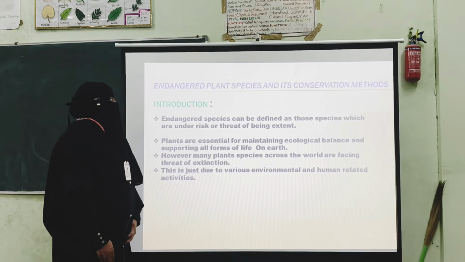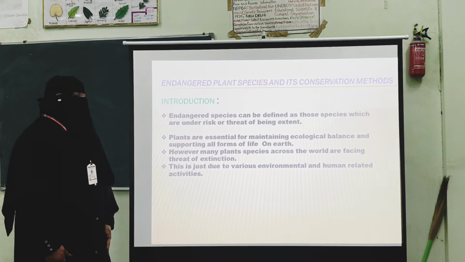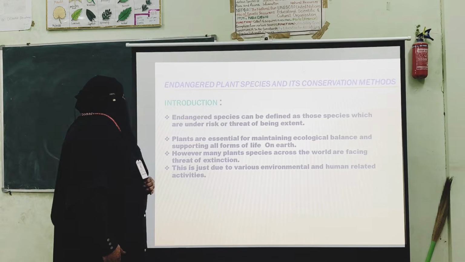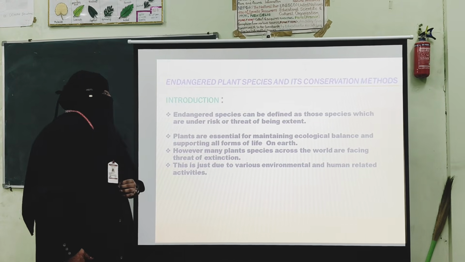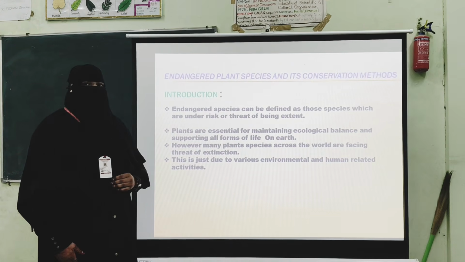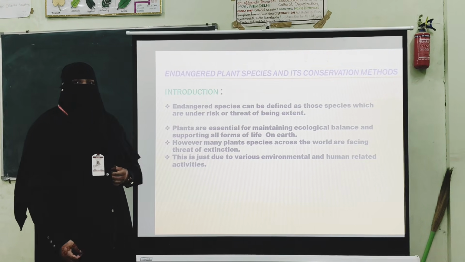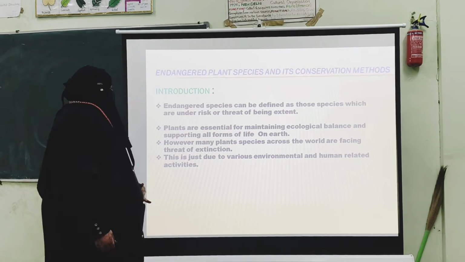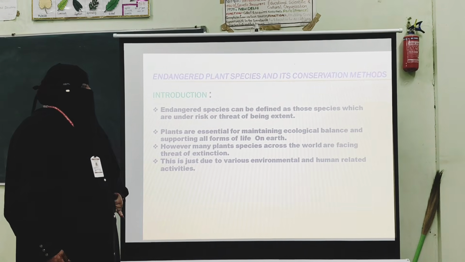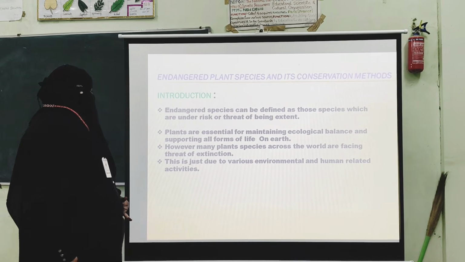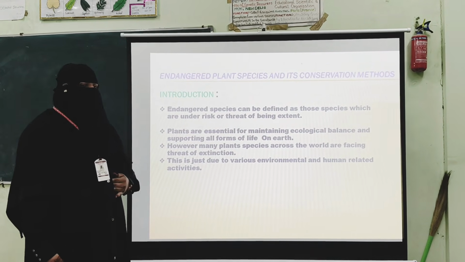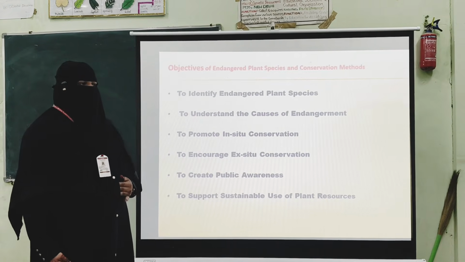Now it's time for the introduction. Endangered species can be defined as those species which are under the risk or threat of extinction. Plants are essential for maintaining the ecological balance. They provide food, shelter, water, and they play a vital role in maintaining the ecological balance. However, many plant species across the world are facing the threat of extinction. This is due to various environmental and human-related factors.